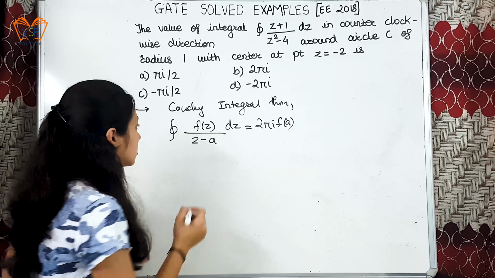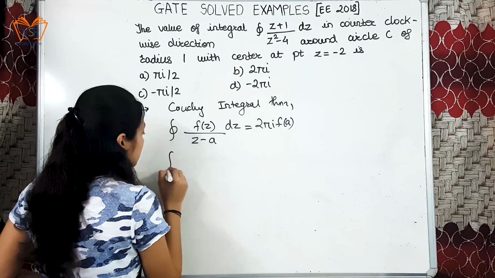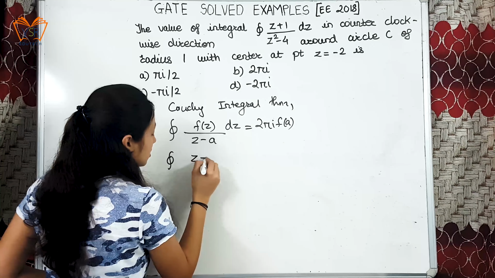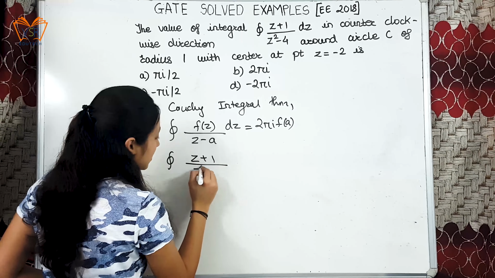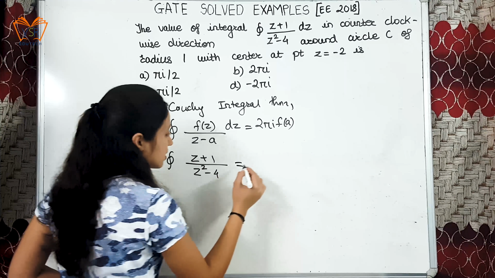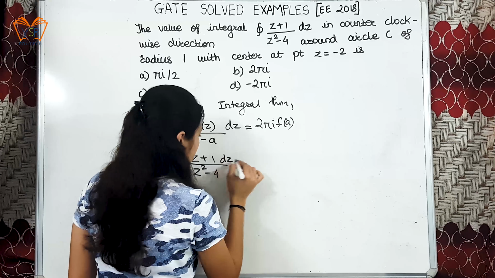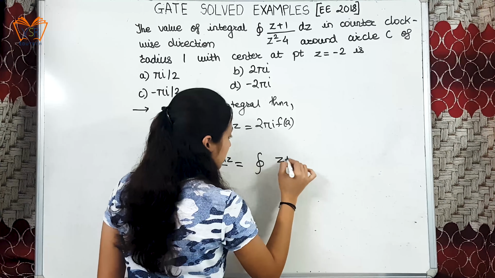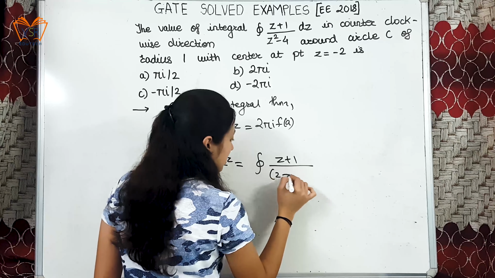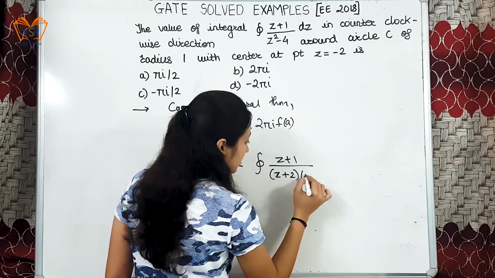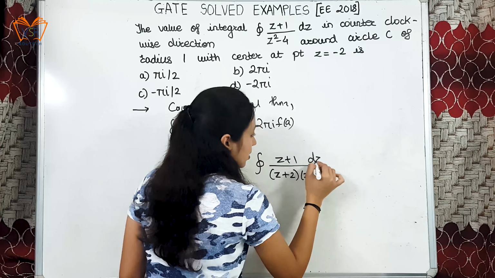within the circle. Let us see the integral that is provided to us, (z + 1) divided by z² - 4. This can be simplified as (z + 1)/((z + 2)(z - 2)).